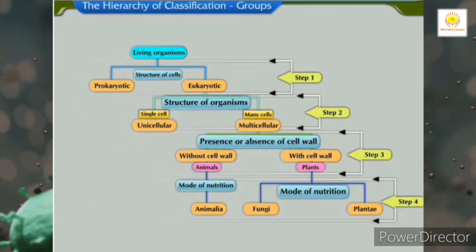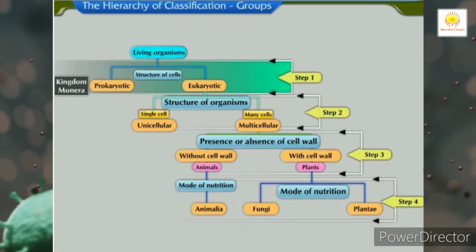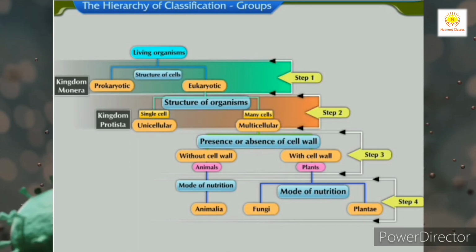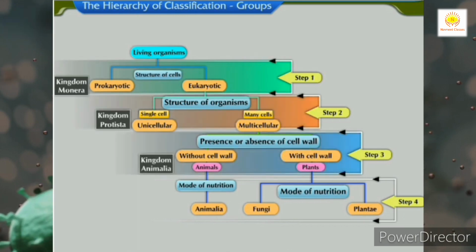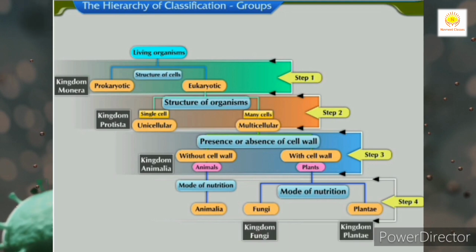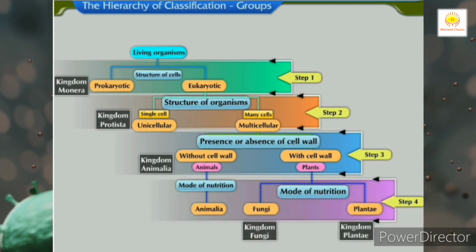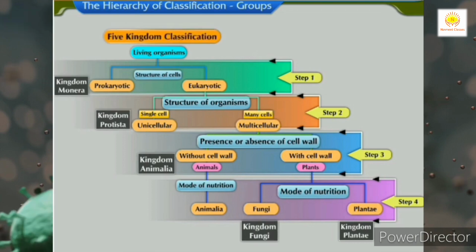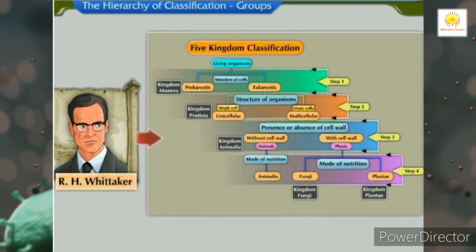At a glance, we can see that kingdom Monera is separated at first step, kingdom Protista at second step, and kingdom Animalia at a third step. Kingdom Fungi and kingdom Plantae are separated at the fourth step. This 5-kingdom classification is given by scientist R. H. Whittaker in 1959.